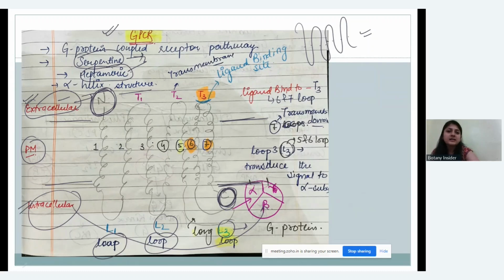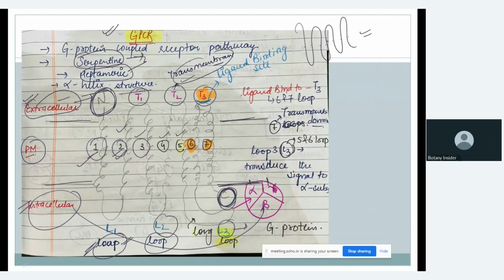We have the transmembrane structures as well, T1, T2, and T3. Transmembrane 1 is different from loop 1, which is made up of 1 and 2. Transmembrane 1 would start from 2, and the loop would start from the first one. So loop 1 is made up of 1 and 2. Transmembrane 1 is made up of 2 and 3. Transmembrane 2 is made up of 4 and 5, and transmembrane 3 is made up of 6 and 7. So this is the complete structure.